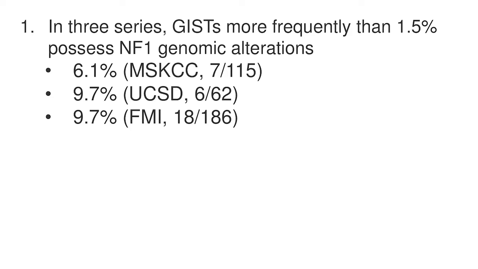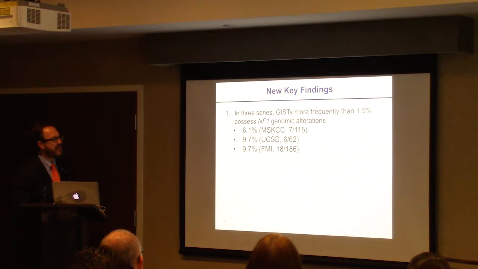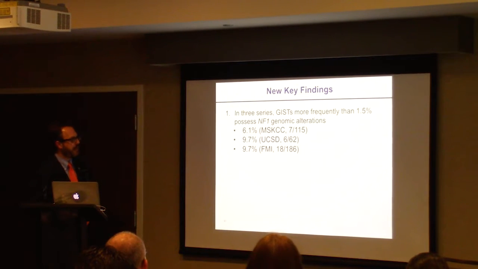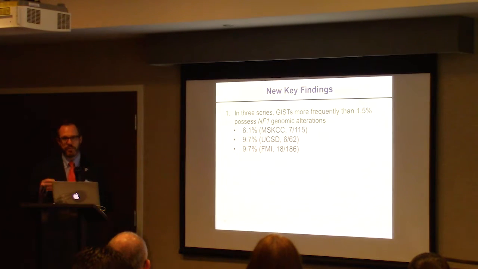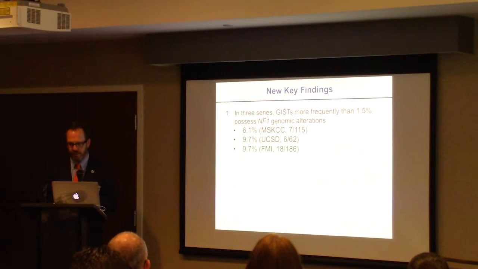Number one, if you go back to the Foundation Medicine database, the rate of NF1 mutations was just about 10%, 9.7%. In our UCSD database at the time, where we had next generation sequencing on patients, it was almost 10%, and using the data from Sloan Kettering, working with Ron DiMatteo, it's about 6%. So it's much higher than the 1.5% that we all thought.